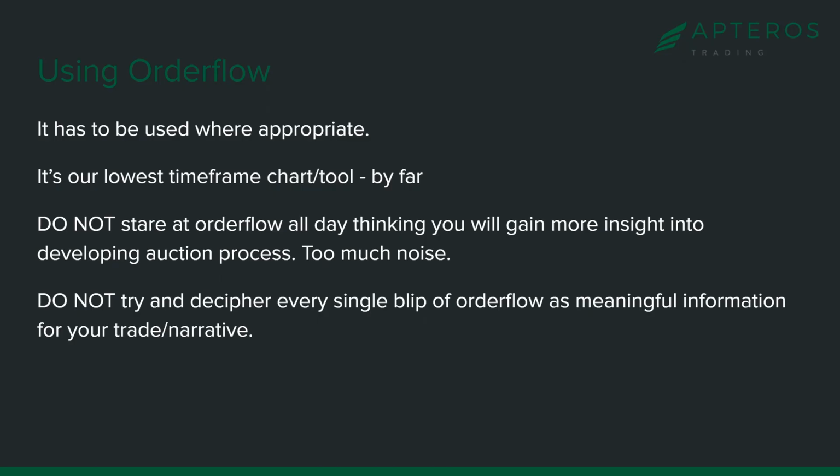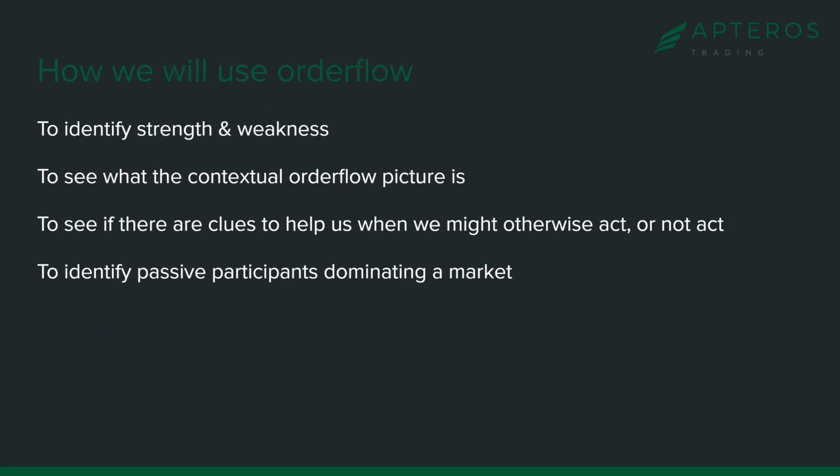I get questions all the time. Well, Merritt, what did you think about this divergence in order flow here or there? And I'm like, it's inconsequential. Order flow had flatlined. Price was fluttering around in the middle of DVA. There was no narrative to lean on. Why do I care what order flow was telling me there, right? Use it in the right place. Use it where it's appropriate. Don't try and decipher every single tick of order flow. So that's what not to do.